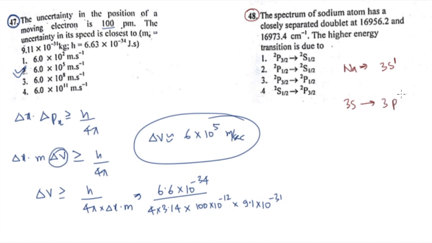Okay, so when the absorption takes place, it will be from 3s to 3p. But over here they are talking about the transition which is the emission transition. So they are not talking about the absorption transition. So it will be like that.